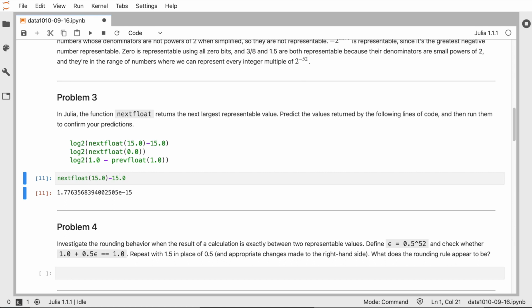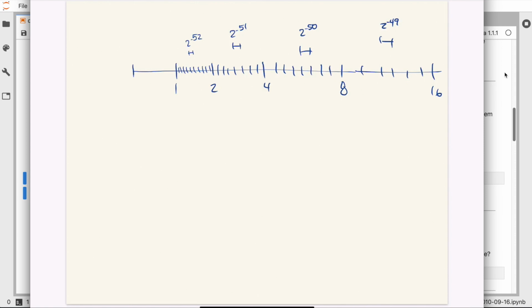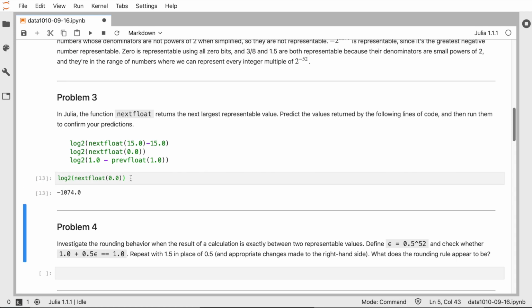Well, 15 is between 8 and 16. The tick spacing starts at 2 to the minus 52 between 1 and 2, and then we double it 3 times, going from that interval to the interval from 8 to 16. So the gap between successive representable numbers between 8 and 16 should be 2 to the minus 49. And if we calculate the log base 2 of this value, then we get 49. As we've already seen, the next float above 0 is 2 to the minus 1074. So this should be minus 1074, and that's correct.